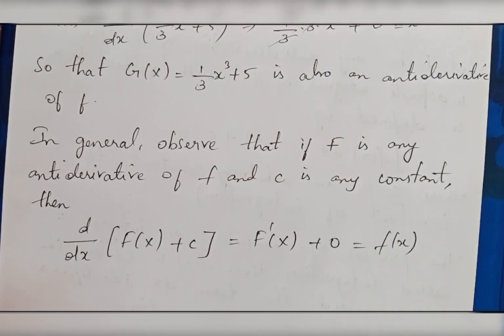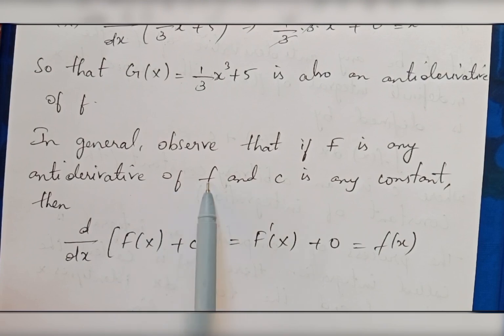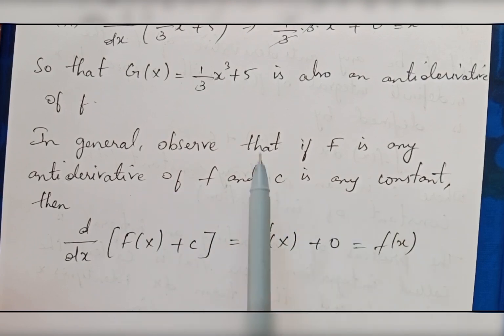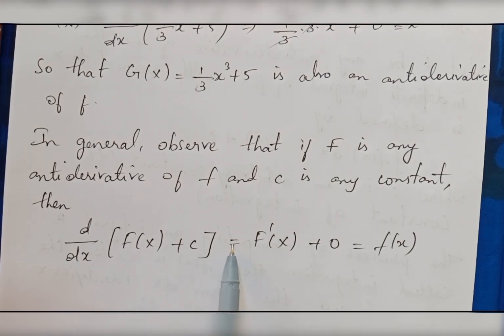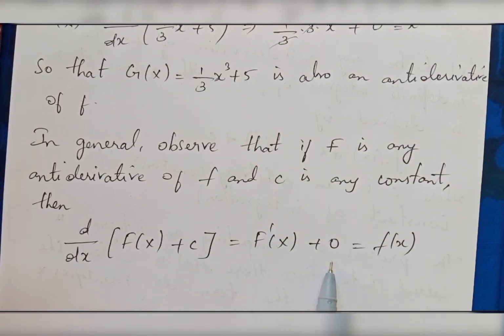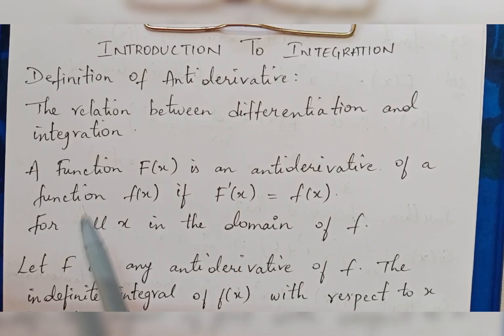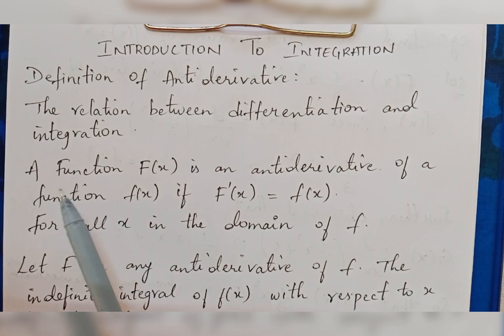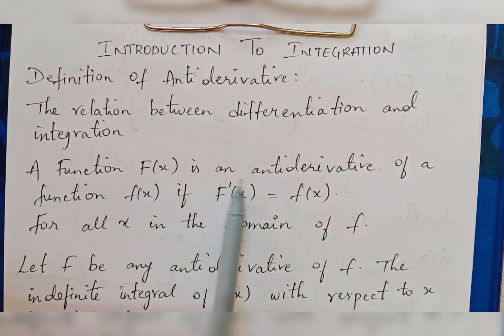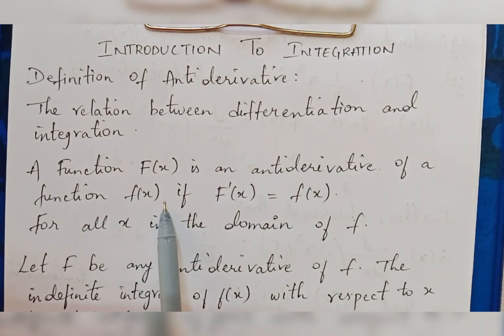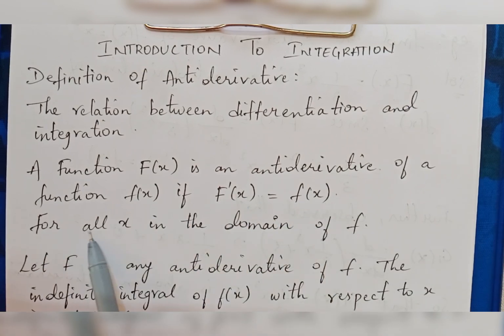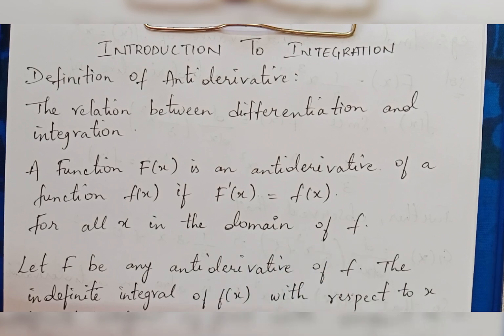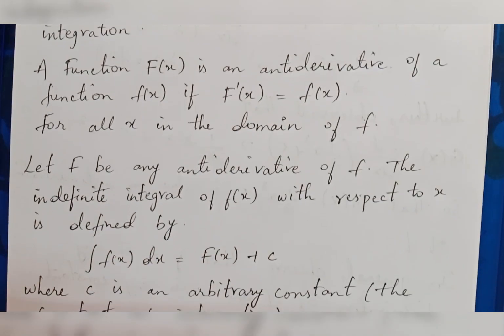If there is any function f, the antiderivative will be capital F, and c is any constant. So d by dx of F of x plus c is equal to F dash of x plus 0, which is equal to the given function f of x. So the definition of integration can be given as: a function F of x is an antiderivative of a function f of x if F dash of x is equal to f of x for all x in the domain of f. So it can be any value of x, right?